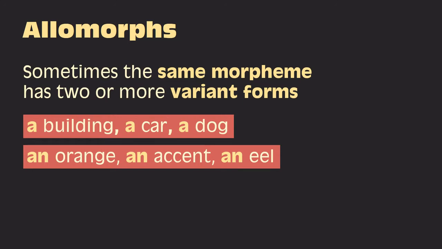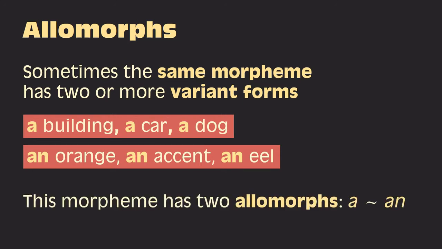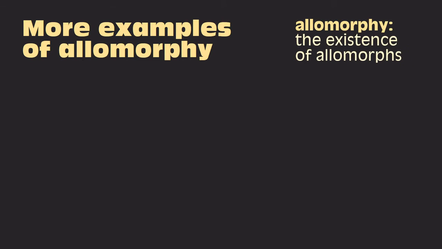We refer to different pronunciations of the same morpheme as allomorphs. So in these examples, we're dealing with a morpheme that has two allomorphs, a and an. The term allomorph, by the way, literally means other form. Here are some more examples of allomorphy, which is the existence of allomorphs.